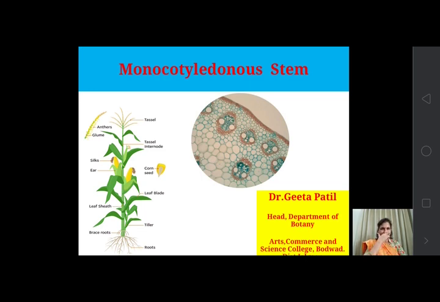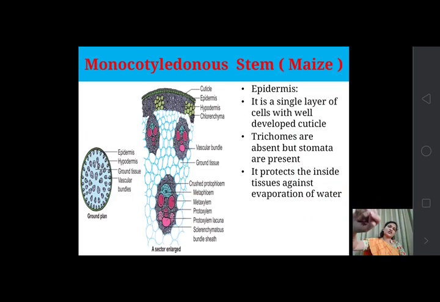In Monocotyledonous stem, in your syllabus the maize plant is included. So we are going to see the internal structure of the Monocotyledonous maize plant, the stem of the maize plant. Okay, so let's start with the structure of Monocotyledonous stem. It looks somewhat like this. In this picture you can see all the internal structure.